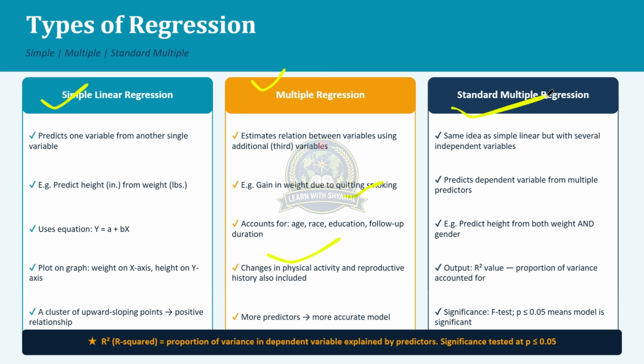Standard multiple regression, same idea as simple linear but with several independent variables. Predicts dependent variable from multiple predictors. Example: predict height from both weight and gender. Output: R-square value, proportion of variance accounted for. Significance F-test, p < 0.05 means model is significant. R-square is the proportion of variation in dependent variable explained by predictors. Significance tested at p < 0.05.